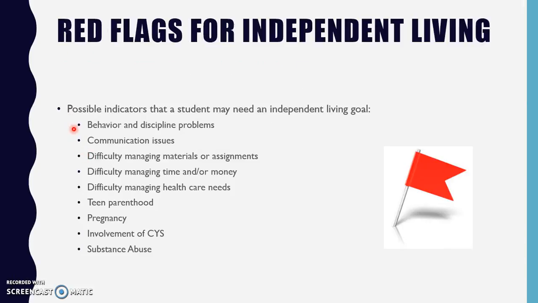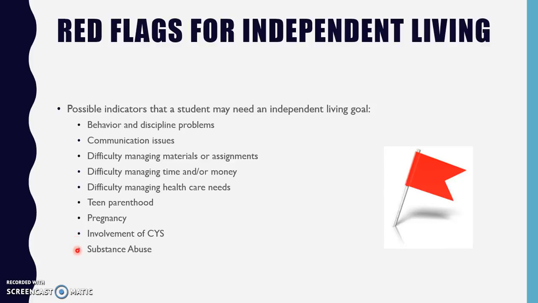Those red flags are the possible indicators that you might need it. Our ES students, we know behavior and discipline problems can be a red flag that they might need an independent living goal. Communication issues, difficulty managing materials or assignments, managing time or money, managing healthcare needs. Are they a teen parent? Are they currently pregnant? Is Children and Youth involved? Why are they involved? It might be something to consider.